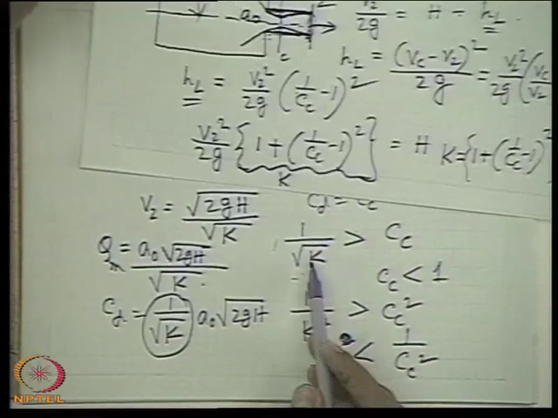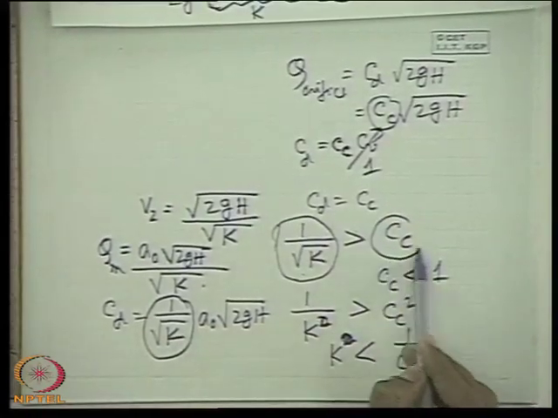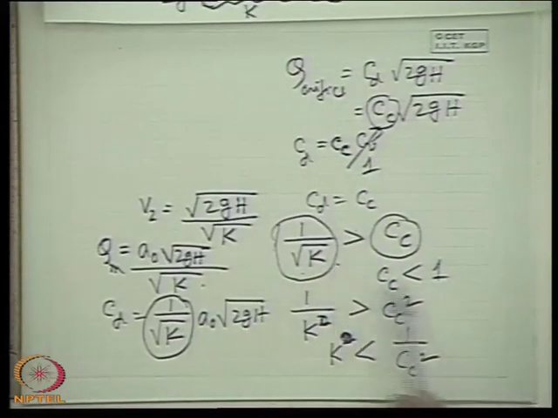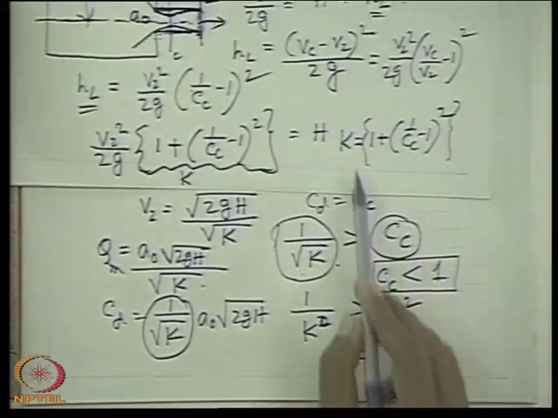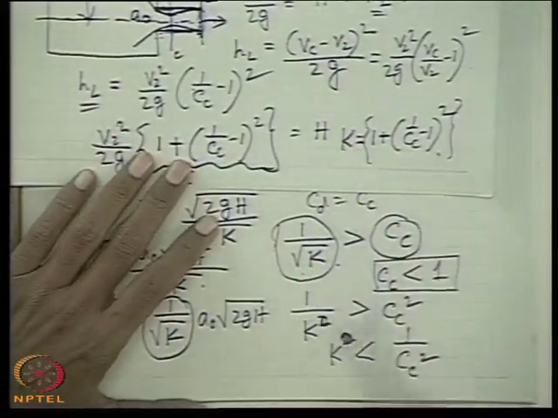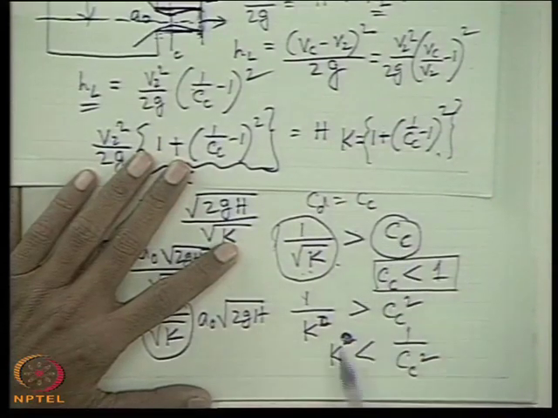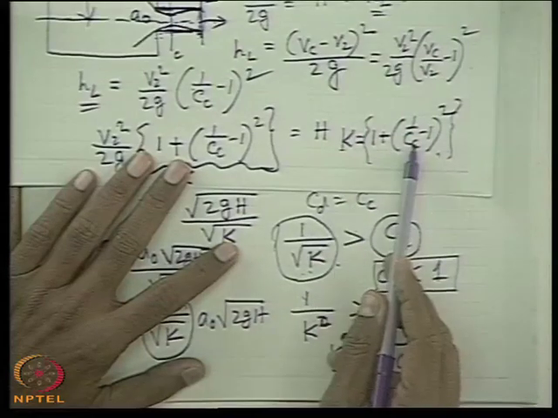All right, so provided I can prove 1 by root K is greater than CC, and 1 by root K is always greater than CC for small values of CC. How can you prove it? Let us prove it like that. This is the K. Let us reform it in this way. 1 by root K is greater than CC, I will have to prove. That means I will have to prove K is less than 1 by CC square.